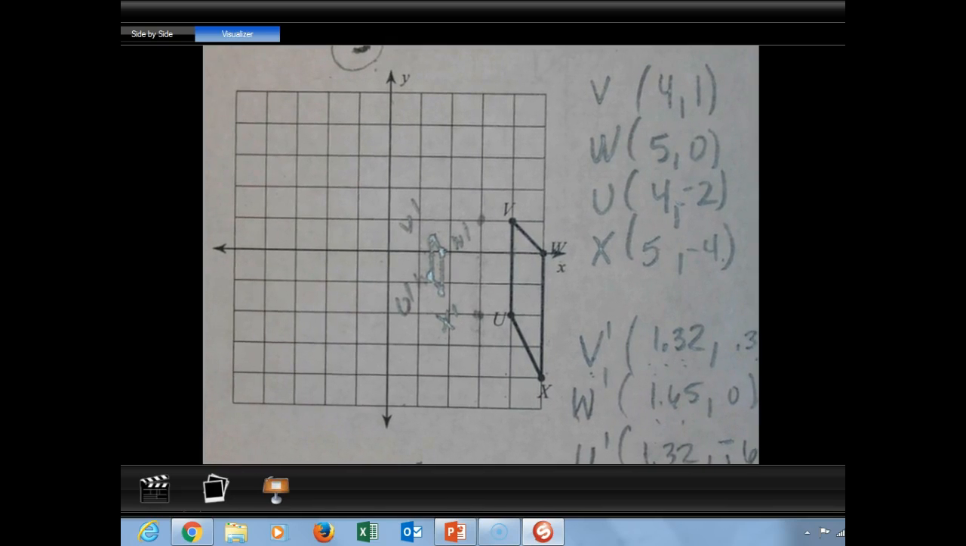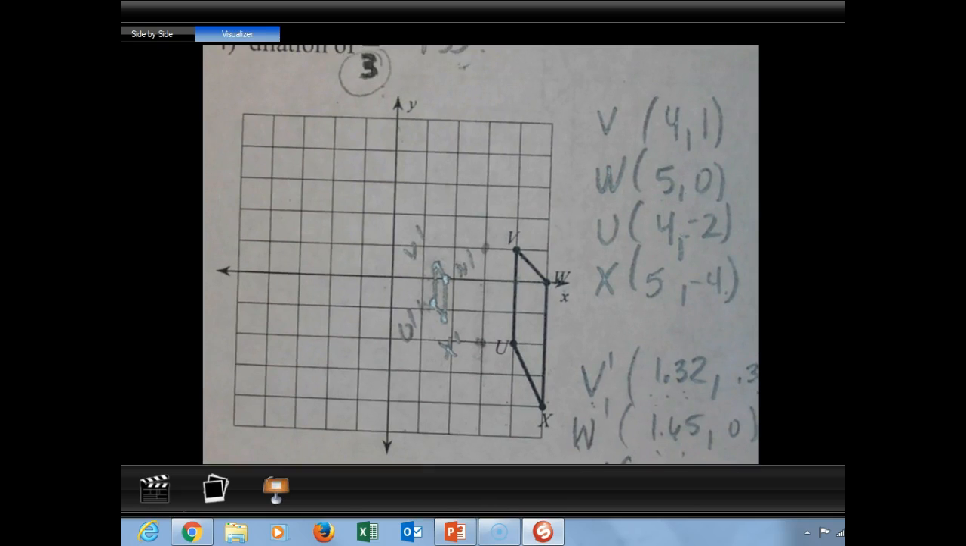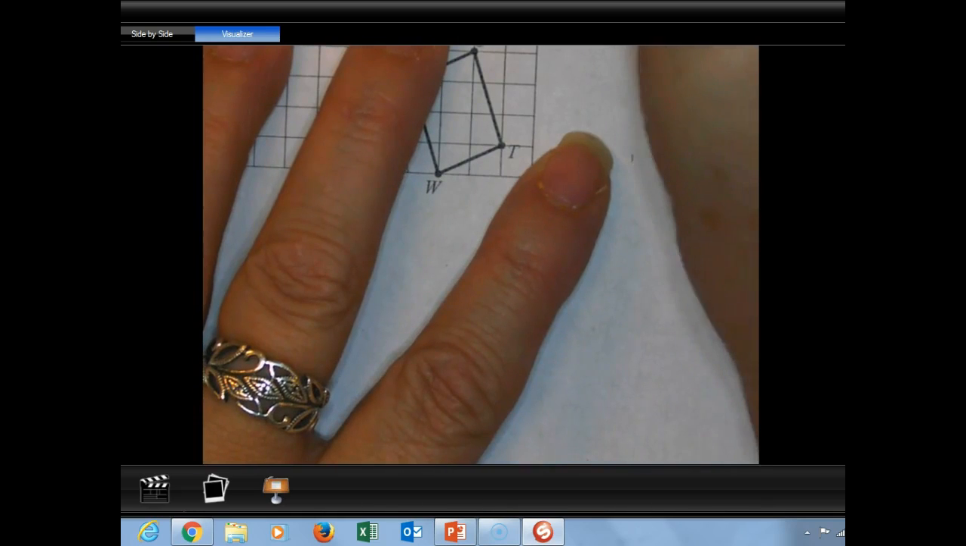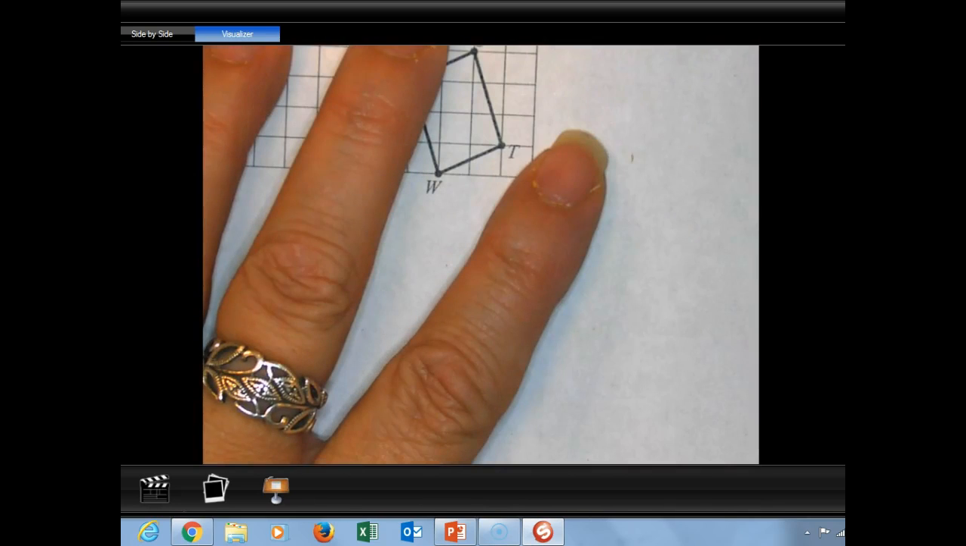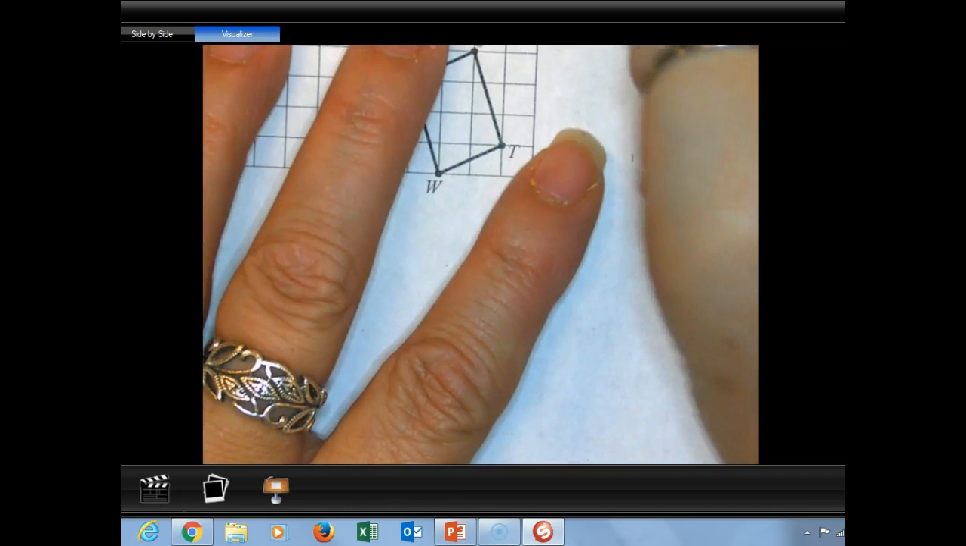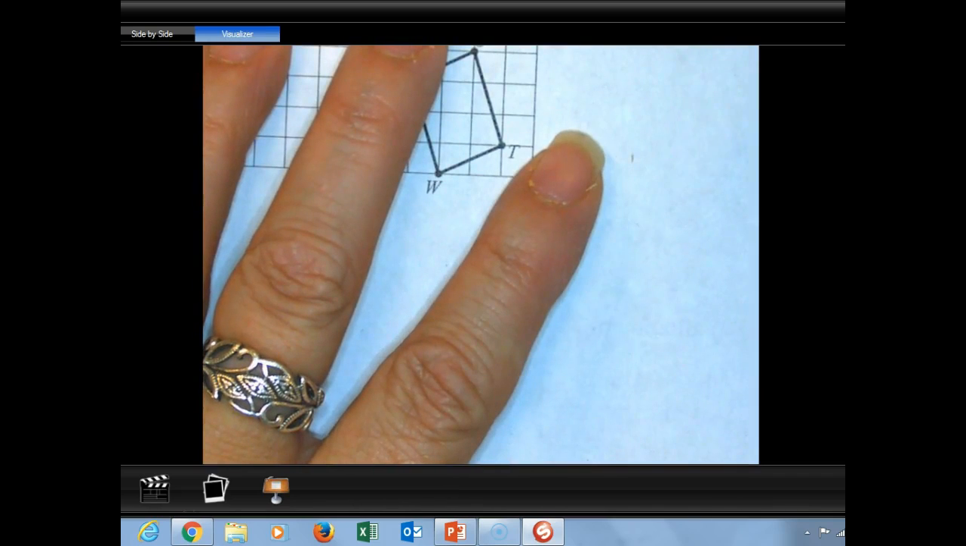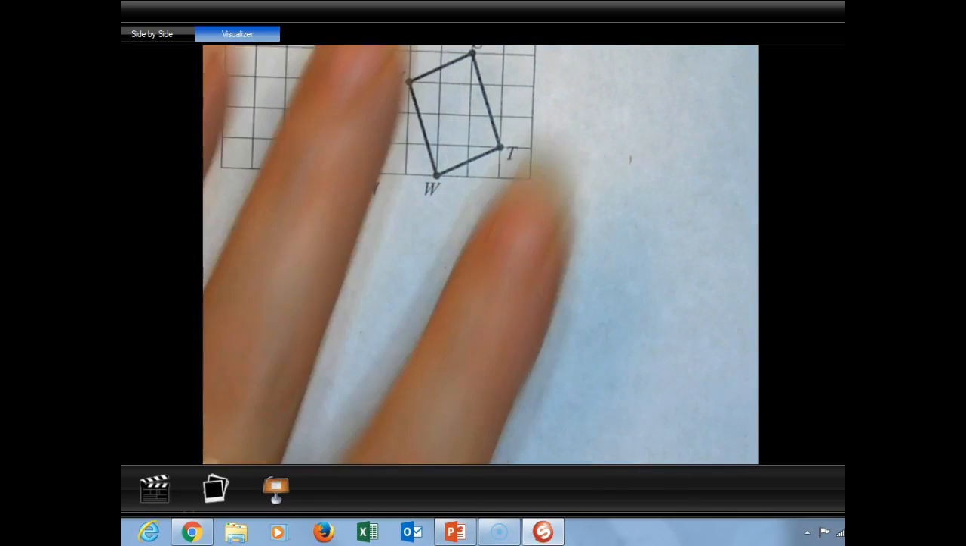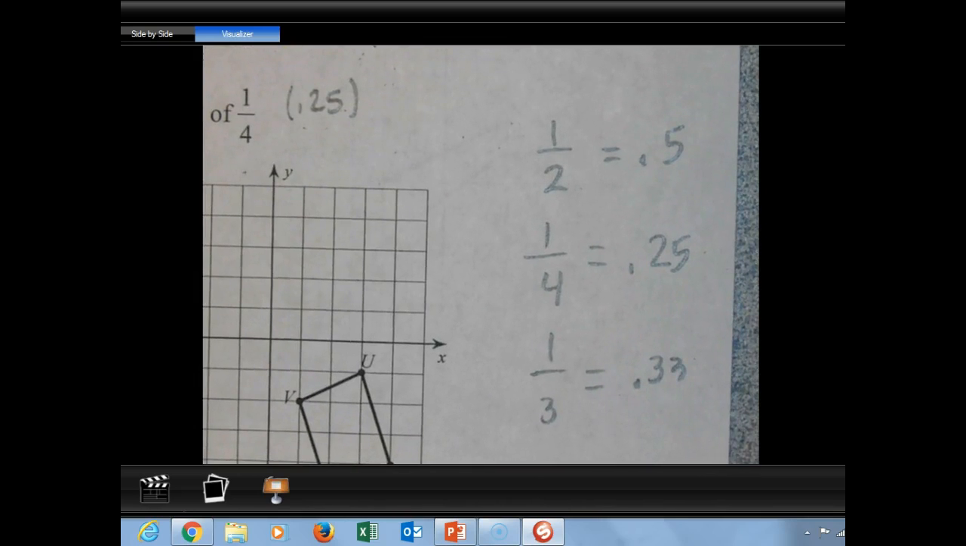Okay, so it's super important, and I would write this in the notebooks that I asked you to take out. If you're going to use a calculator, 1/2 is the same as 0.5. 1/4 is the same as 0.25. 1/3 is the same as 0.33. Put that down in your notes.